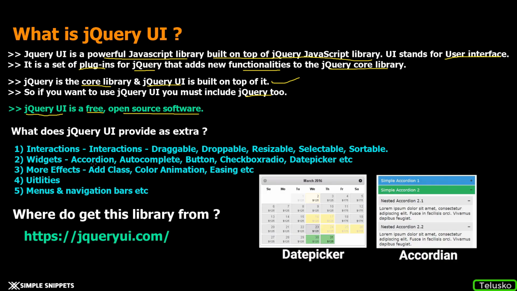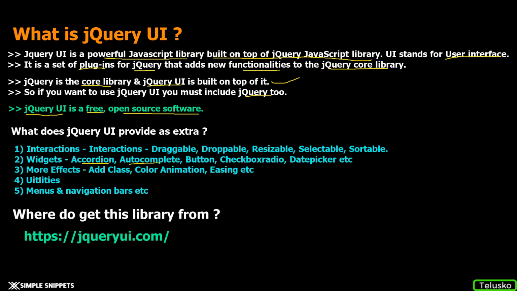Then we have different widgets such as Accordion, Autocomplete, buttons, checkbox radio button, date time picker, and all these things are provided inbuilt in jQuery UI, which adds a lot of features, a lot of functionality, and we'll go through a couple of them in this series. Then we have a lot of extra effects. We already have a lot of effects in jQuery, but then jQuery UI adds even more effects on top of it. We get a lot of utilities, menu and navigation bar functionalities and a lot more, okay? So this was a little bit of jQuery UI introduction.